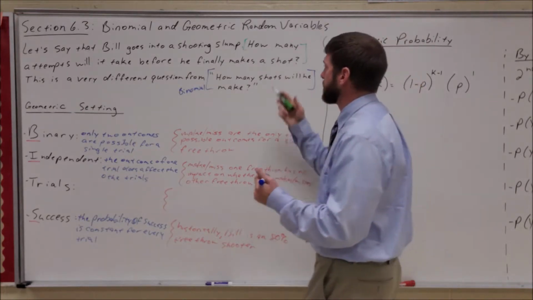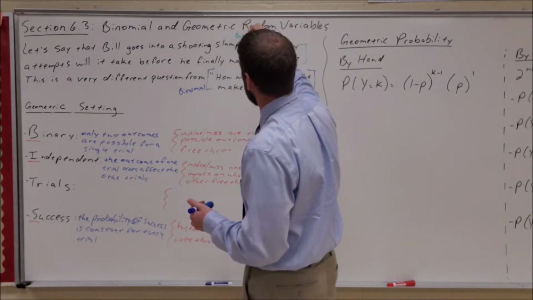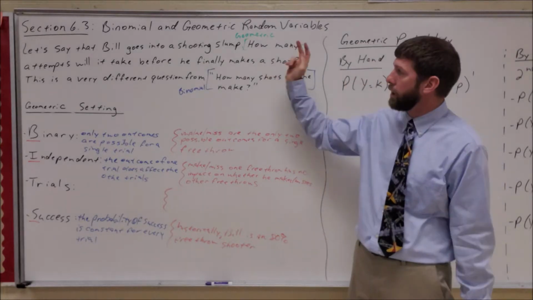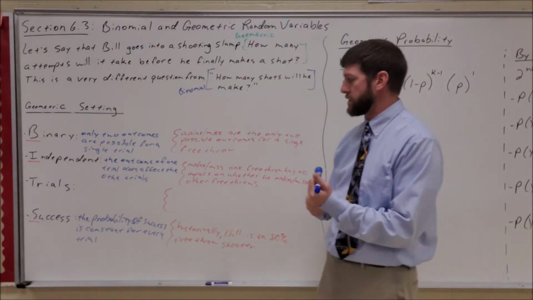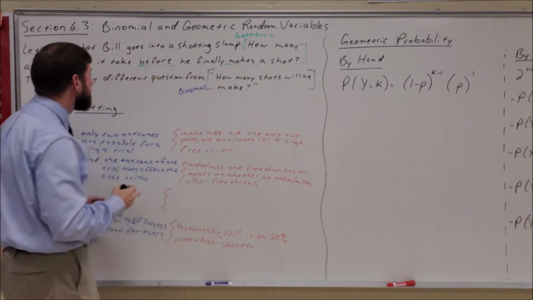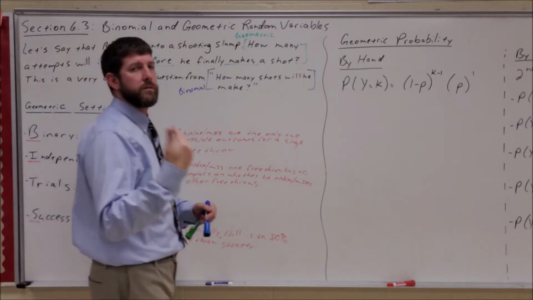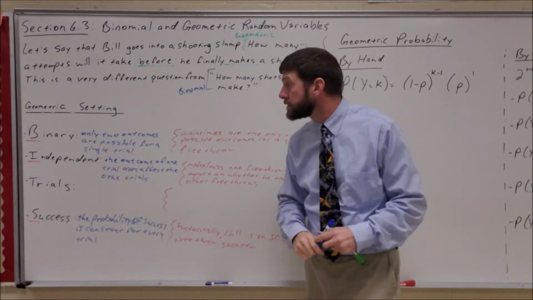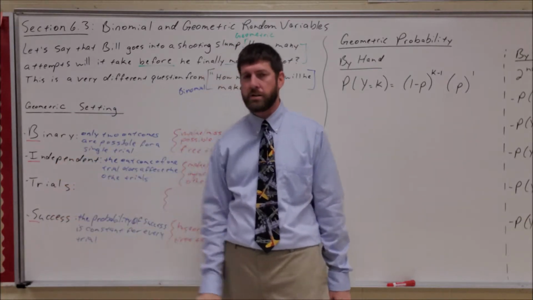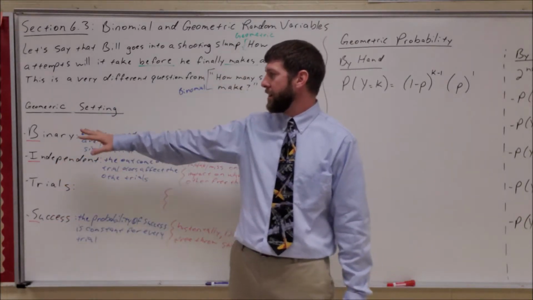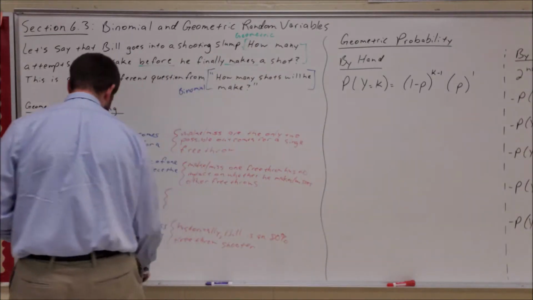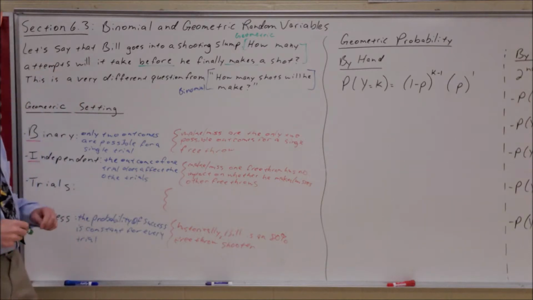This one's different because this is what we call a geometric question. In a geometric, how many attempts will it take before he finally makes a shot? That's the key. Before success. That's what makes something geometric. Number of attempts, number of trials before success. So instead of binary, independent, fixed number of trials, fixed success, it's binary, independent, and then a variable number of trials. So that's what we're looking at in this case.